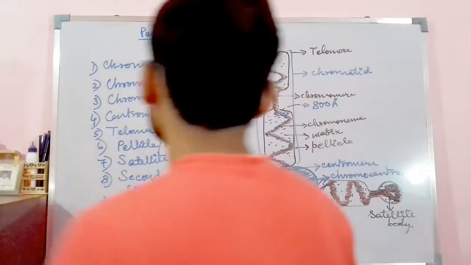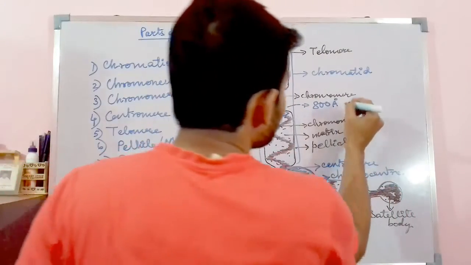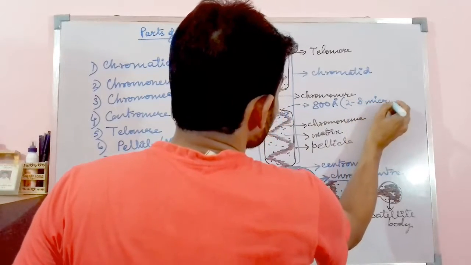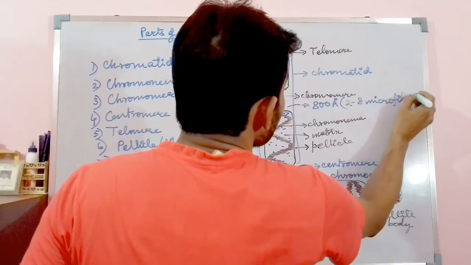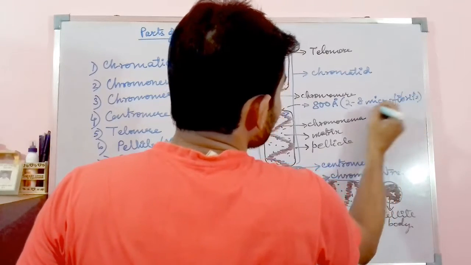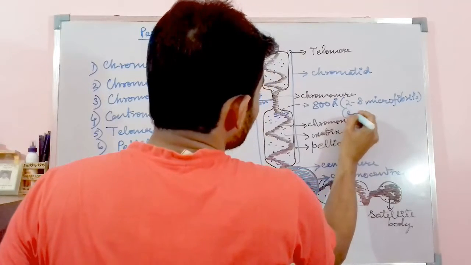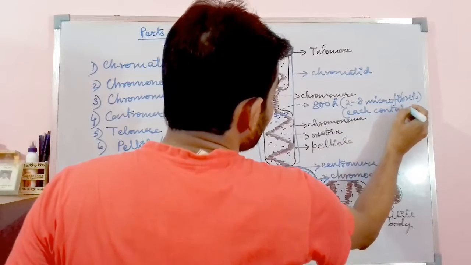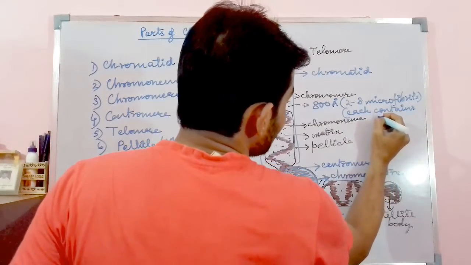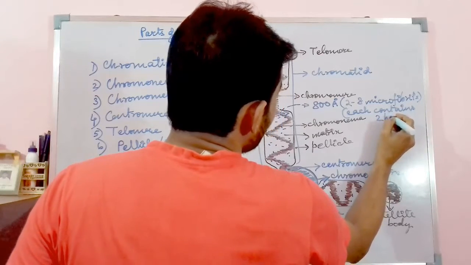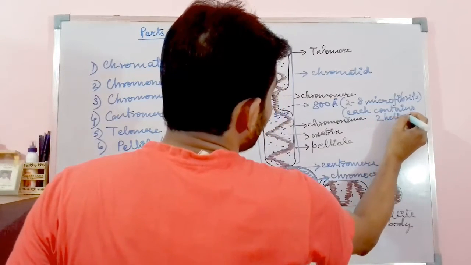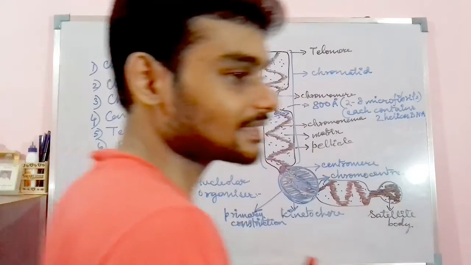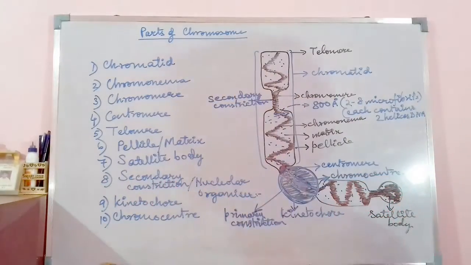Okay, so let me write here: 800 angstrom, which contains 2 to 8 microfibrils, and each contains 2 helices of DNA. That is, DNA itself is a double helix, and 2 helices of DNA are present in each.